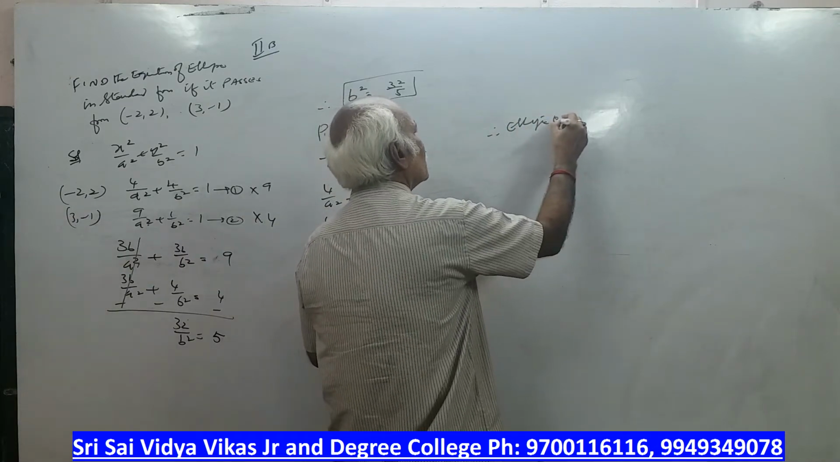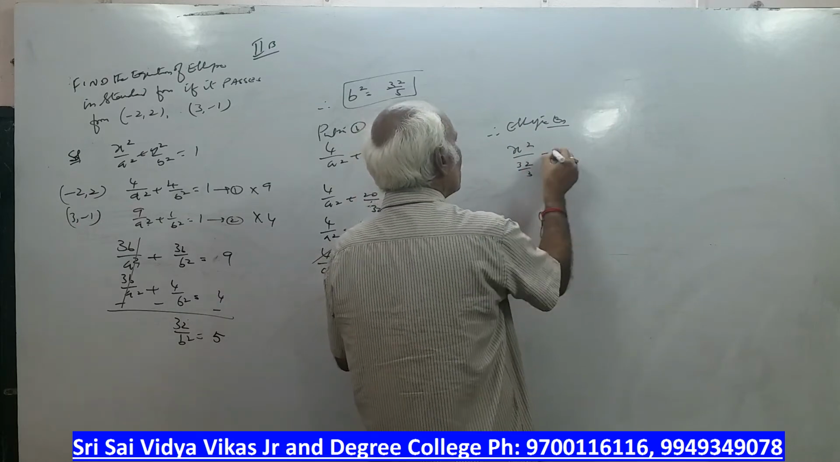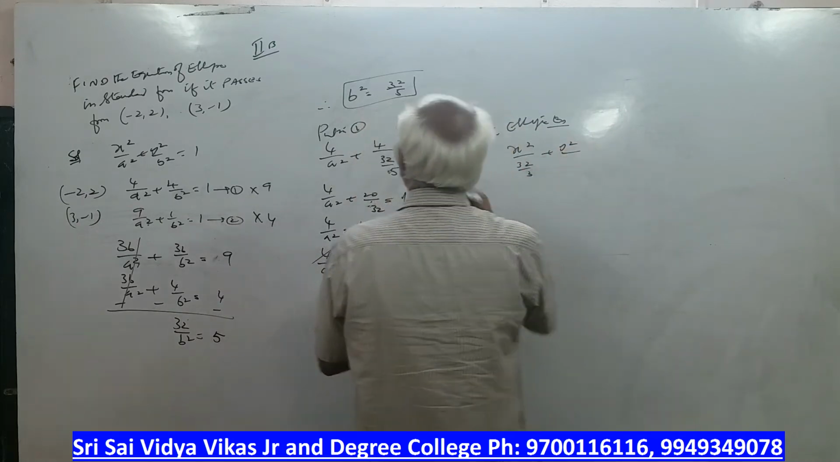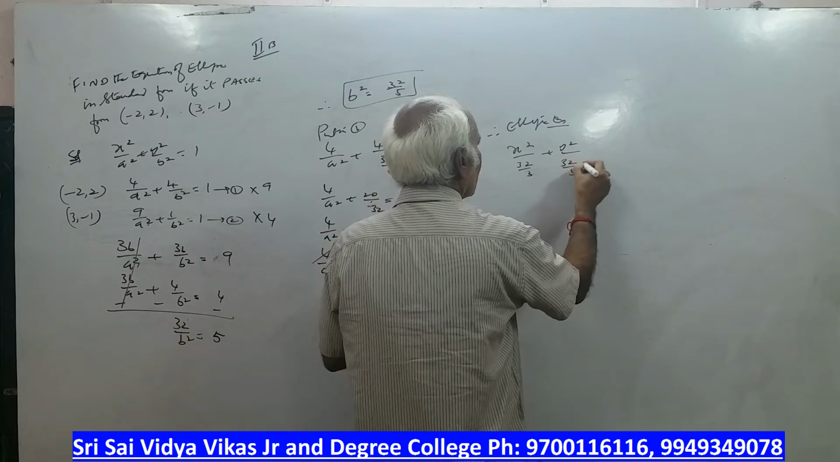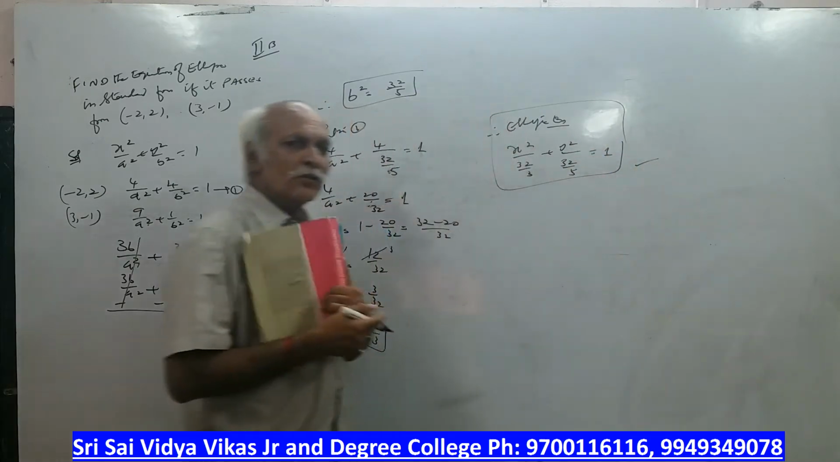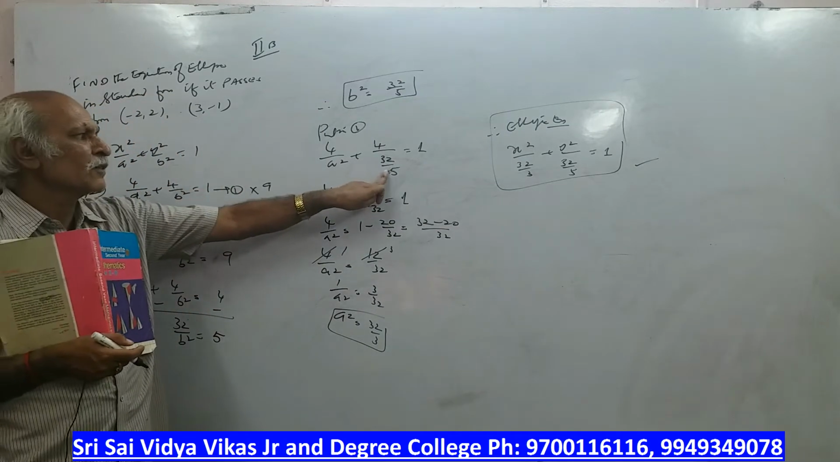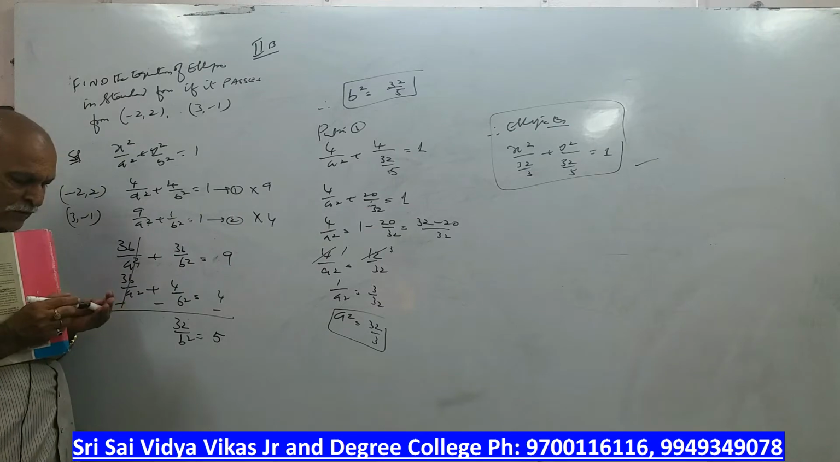Therefore, ellipse equation: x square by a square, 32 by 3, plus y square by b square, b square is 32 by 5, is equal to 1. Right? So what we have done? We have given 2 points, solve the equations and get the a square and b square. Every time we are getting a square, b square. Okay, let us see next problem.